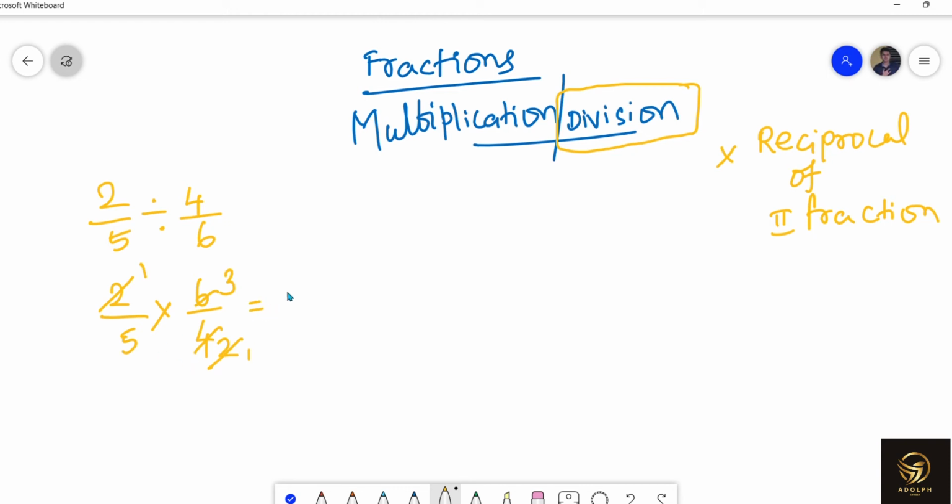Then the simplified answer: 1 into 3 is 3, 5 into 1 is 5. So this is the answer we are getting. So dividing fractions is the same as multiplication. Only one thing you have to do before multiplying.